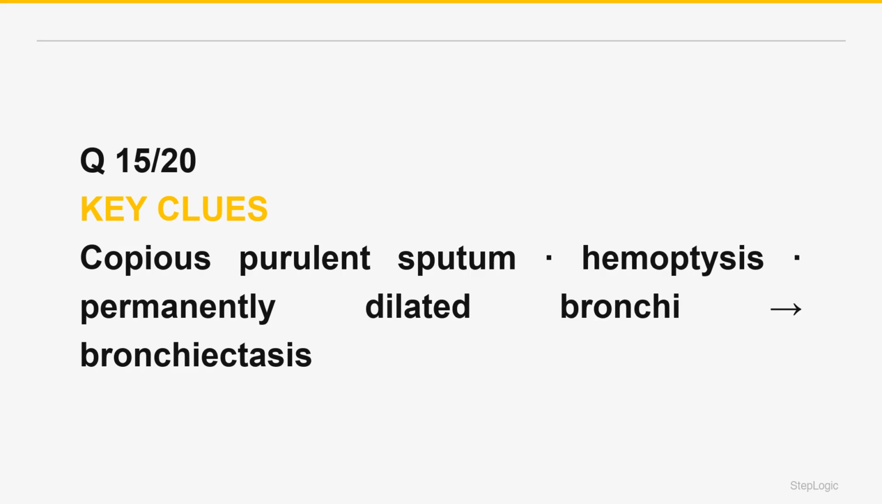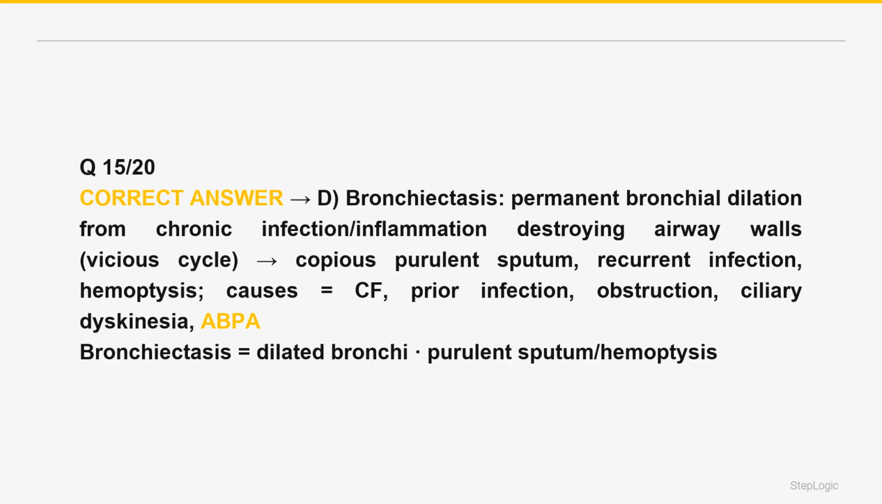This is bronchiectasis, permanent, abnormal dilation of the bronchi. The mechanism is a self-perpetuating vicious cycle. Chronic infection and inflammation, and or impaired mucociliary clearance, destroy the elastic and muscular components of the bronchial walls, so the airways dilate and become unable to clear secretions, which pools mucus, promotes more infection, and causes more damage. The dilated airways are seen on CT as thick-walled, dilated bronchi, tram tract lines, and the signet ring sign. The correct answer is D.